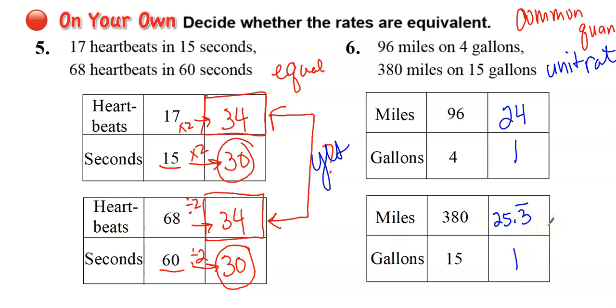And so the common quantities are the 1, so these are the miles that I'm looking for. They're both per gallon, but these are not equivalent. Here's a car that gets 24 miles per gallon, and the other car gets 25.3. So this one has a little bit better gas mileage. If you're trying to decide which car to get, of course you want the one that goes further on 1 gallon of gas.